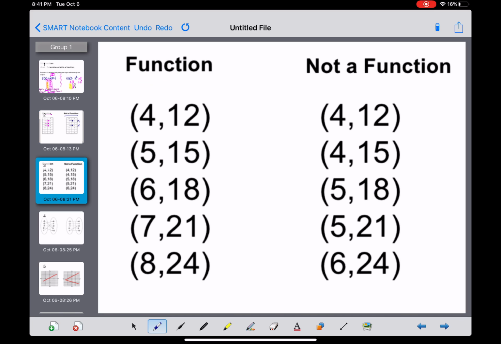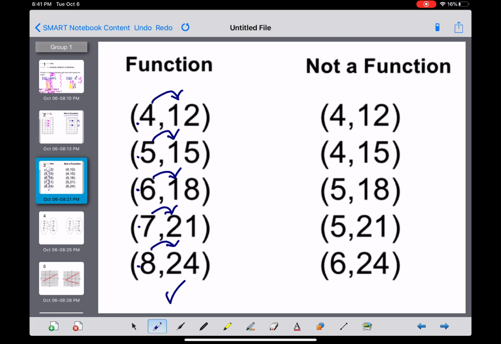We can analyze data as ordered pairs. So if I plug in 4, the data says I'm getting out 12, 5 results in 15, 6 in 18, 7 to 21, 8 to 24. There's no repeat in the x value, so that is a function.